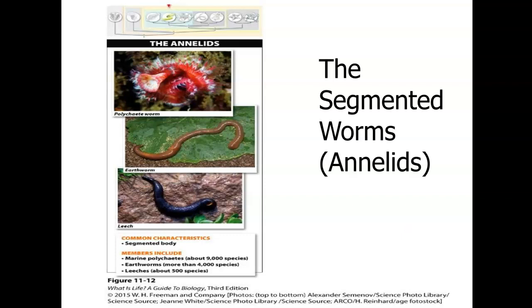Next, we're going to head into the segmented worms. These are referred to as the annelids, so they're going to be in the phylum Annelida. They have definite defined tissues. They're also going to be protostomes, and they develop with a body plan. That body plan is going to be bilateral symmetry. With this type of worm, though, it is going to be segmented.